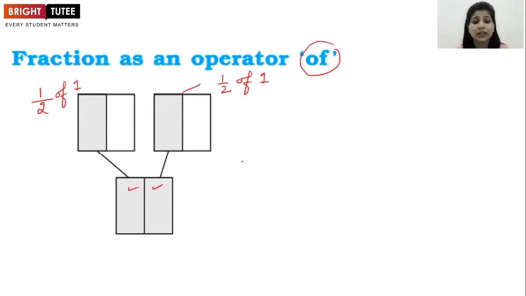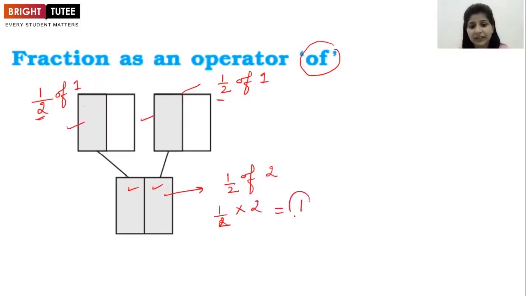And what is this? This is nothing but 2 halves. I can say this half and this half, they combine together to form this one, the complete portion. So this is what they together will represent, half of 2. Right? So "of" means multiplication. So what do we get, beta? We get 1. So we are getting the whole part using this.